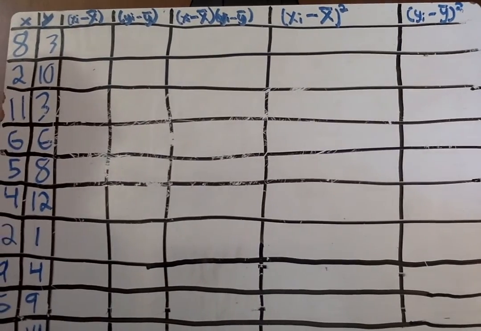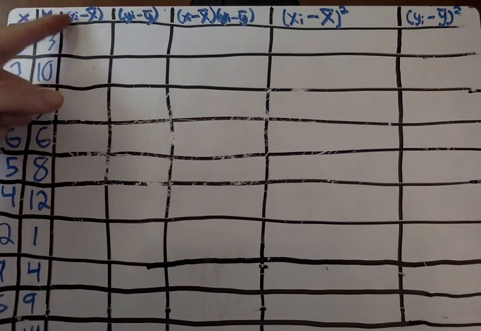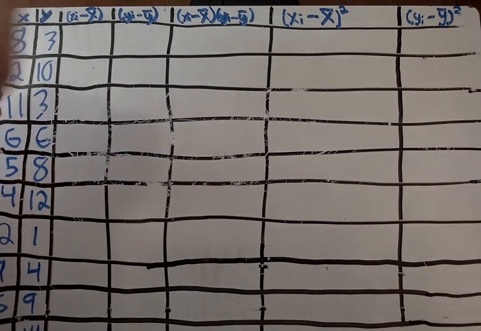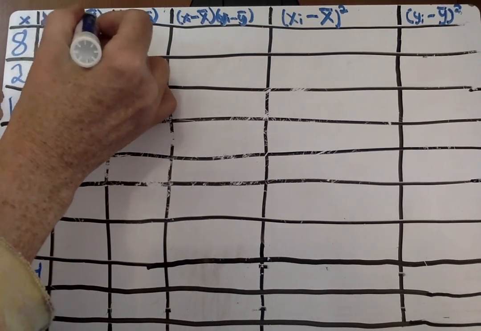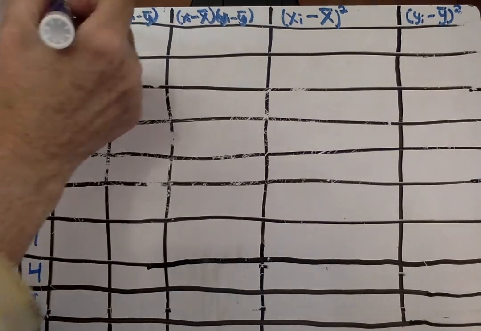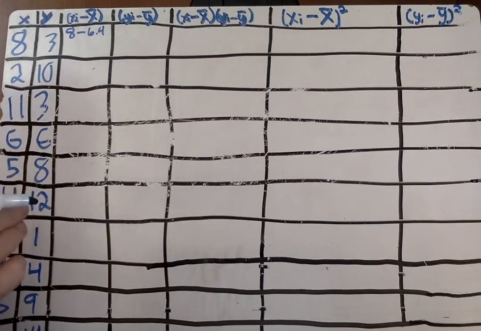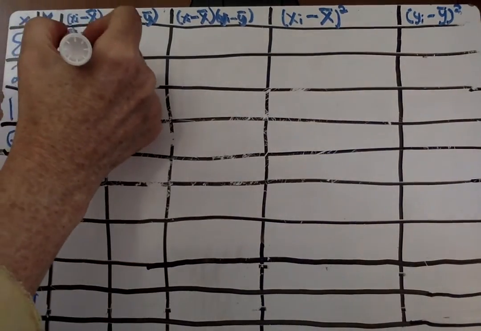Okay. So now we're going to go over a few of these. I won't be going over all of them, but I will be going over a few of them. So right here, this means each value of x minus the mean. So we're going to start with our value of 8. Subtract. Do you remember our x mean? 6.4. So we're disregarding the y values for now. So we say 8 minus 6.4, and that is going to be 1.6.